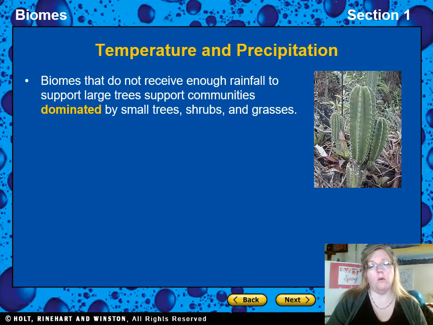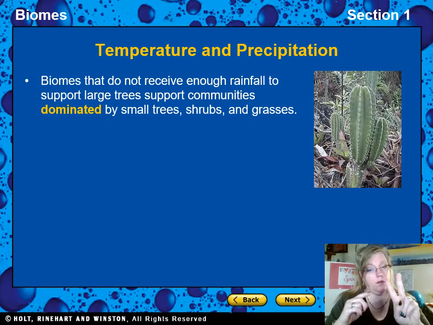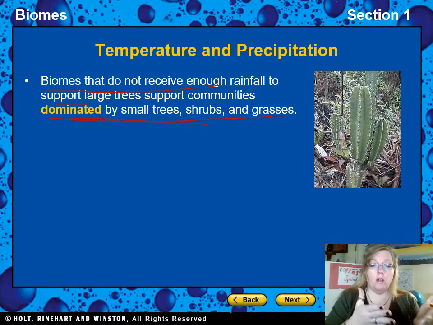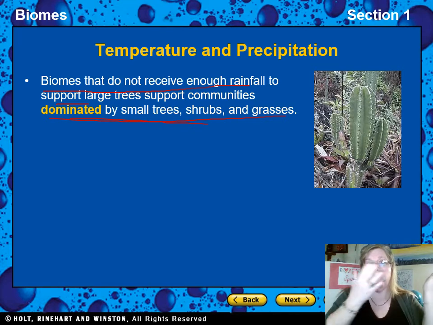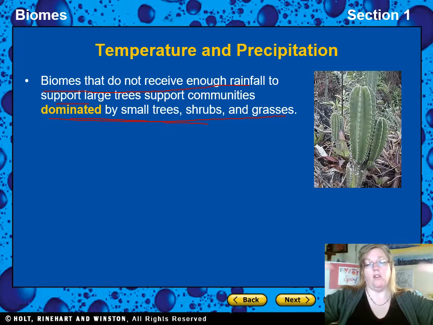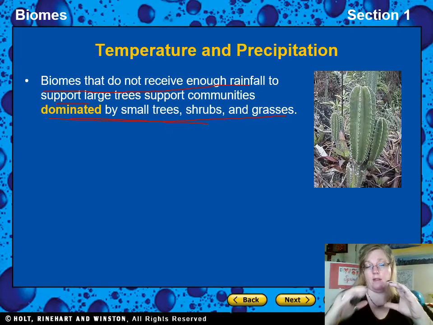Okay, so what are the two things that determine a biome? Temperature and precipitation. Good. So the biomes that do not receive enough rainfall to support the large trees are going to be dominated by small trees, shrubs, and grasses. So again, the plant determines the biome, and the climate determines the plant. So if there's not a lot of rain, you're not going to get big plants around. You're only going to get small trees, shrubs, and grasses.